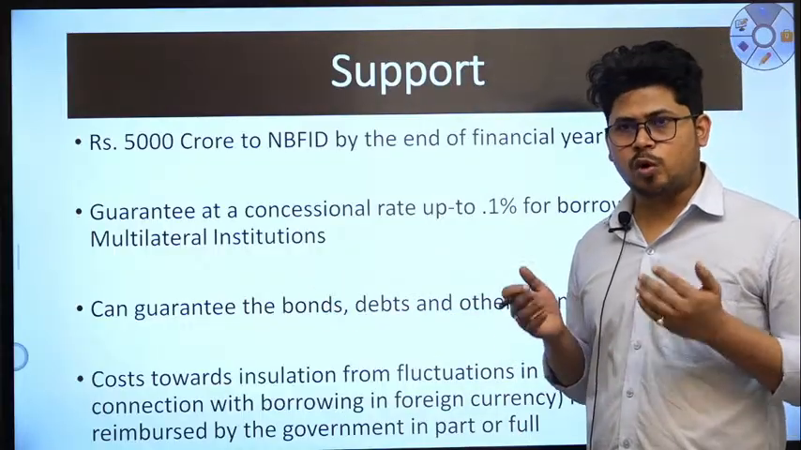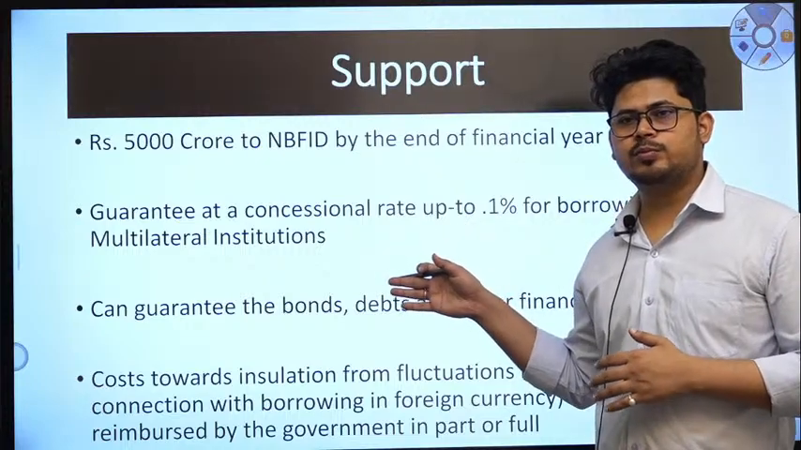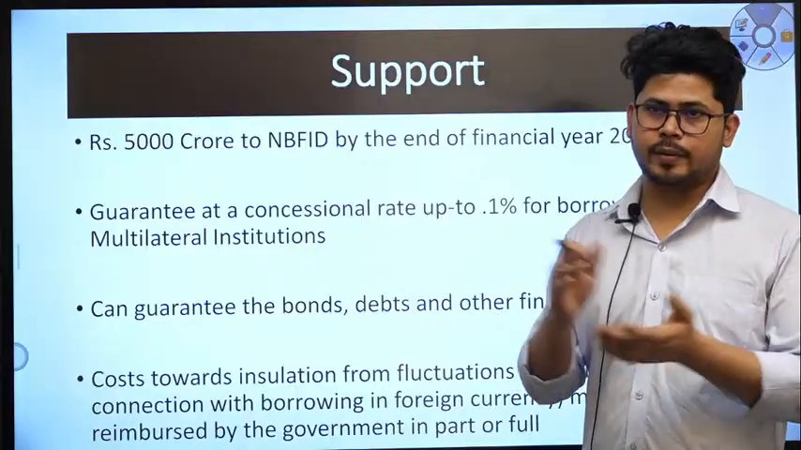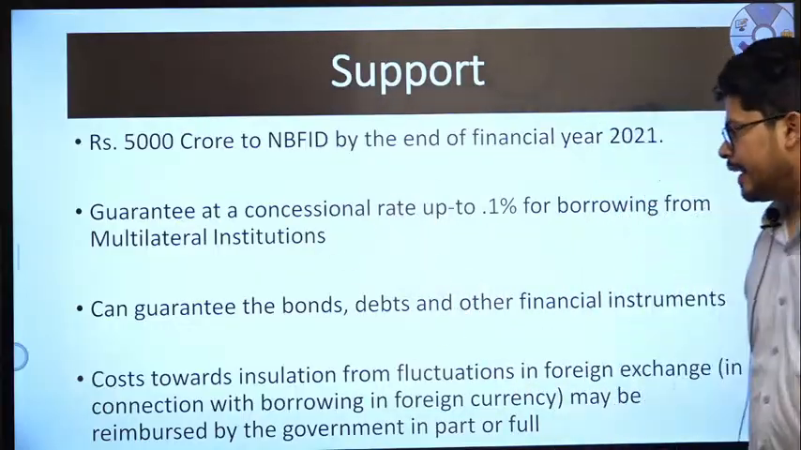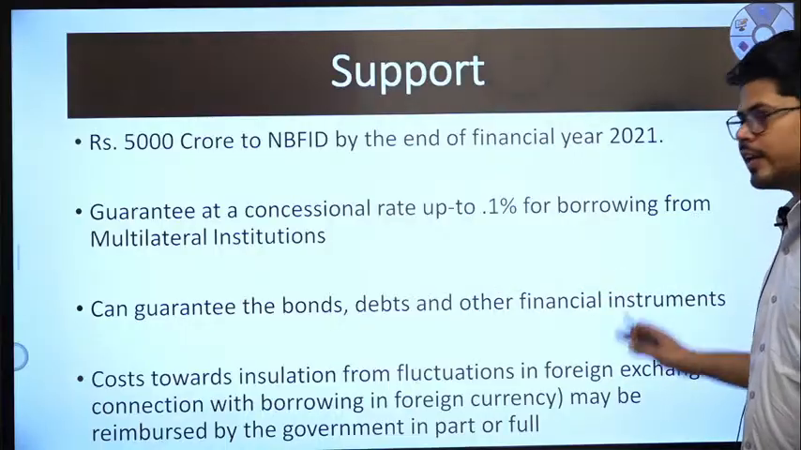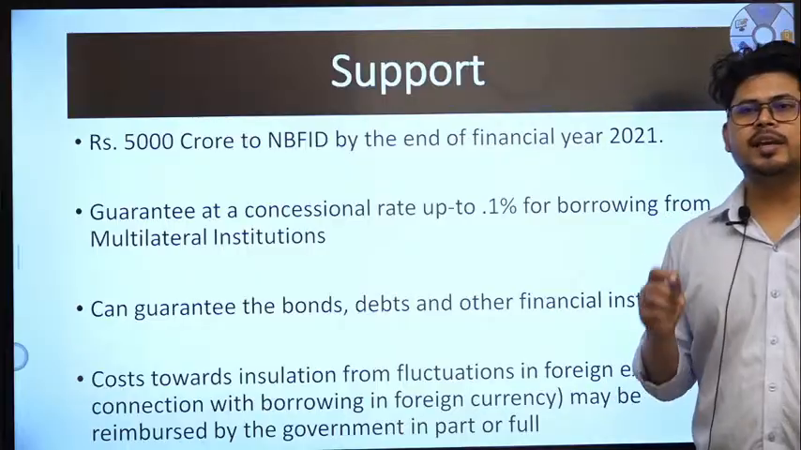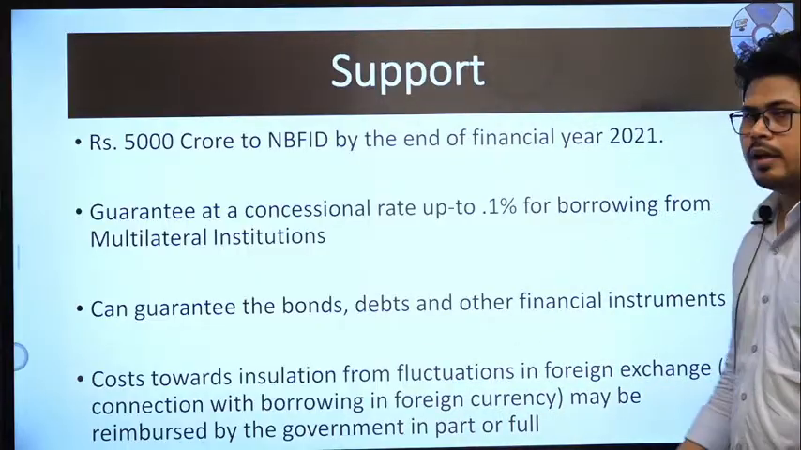अब 0.1% फिर साउंड वेरी लो, वेरी स्मॉल, but if this NBFID is going to borrow 5,000 crore rupees from, for example, World Bank, then उसका 0.1% very high होगा. Can guarantee the bond, debt and other financial instruments. Okay, NBFID can also raise money by issuing bonds and debts. ठीक है. And cost towards insulation.